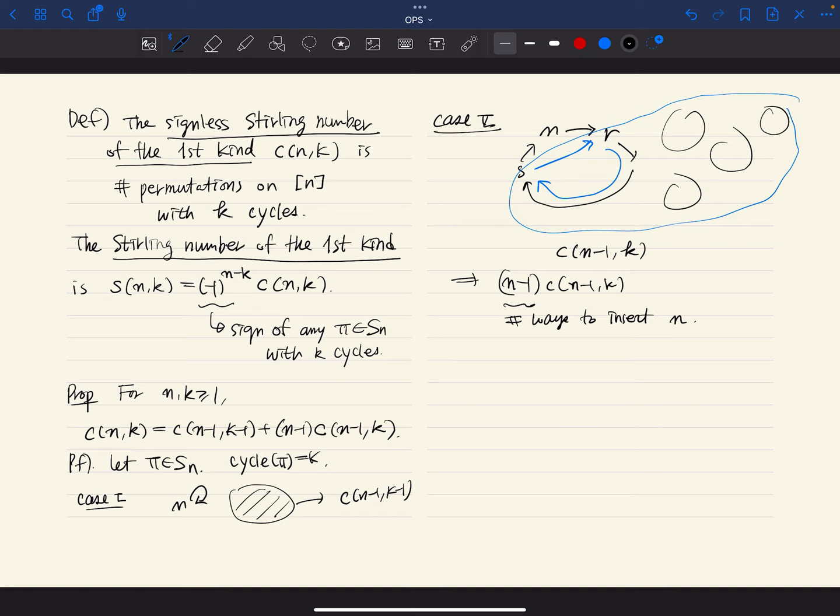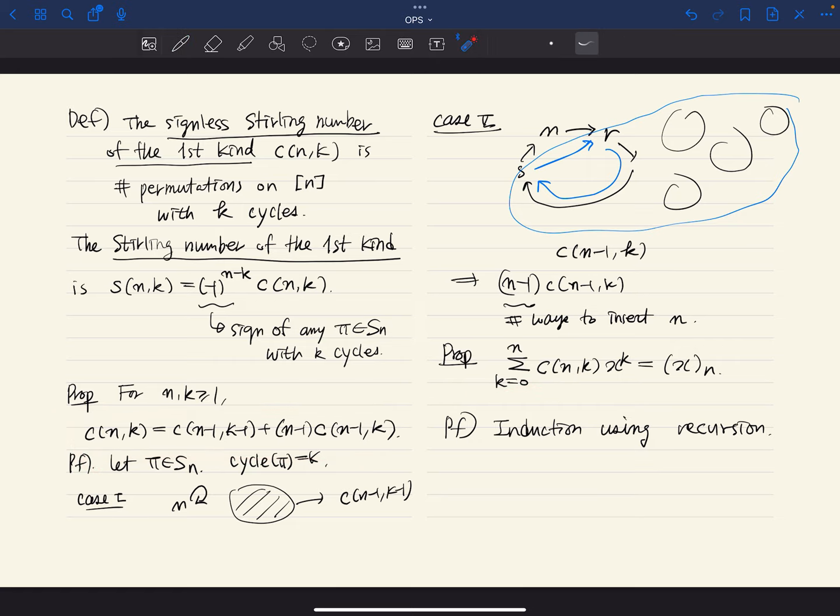Now let's see. We can prove things like this. A generating function: the sum of c(n,k) x^k equals x_(n), with k going to infinity, but it's actually up to n because otherwise it's 0. This is the falling factorial x_(n). And for the proof, probably the fastest would be induction using the recursion. You can just use this recursion and prove this quite easily. So that's one way.